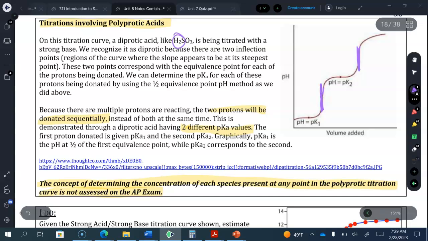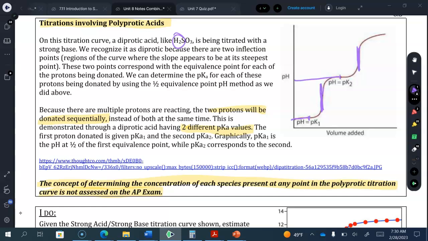because it's H2SO3. We can determine the pKa for each of these protons being donated by using the half equivalence point for each one, as we had done in the weak acid strong base titration above. Because there are multiple protons that are reacting, the 2 protons will be donated sequentially instead of both at the same time. This is demonstrated through the diprotic acid having 2 different pKa values.